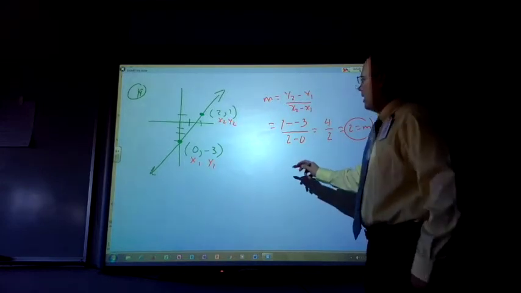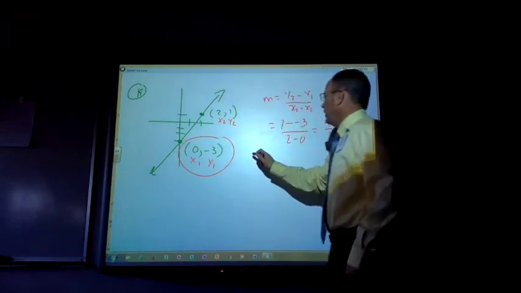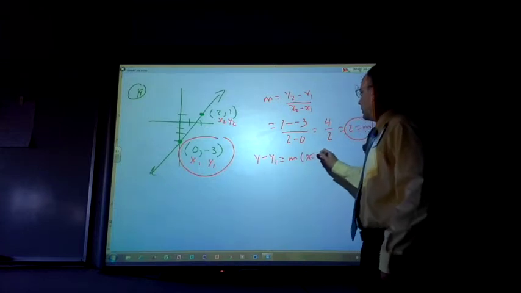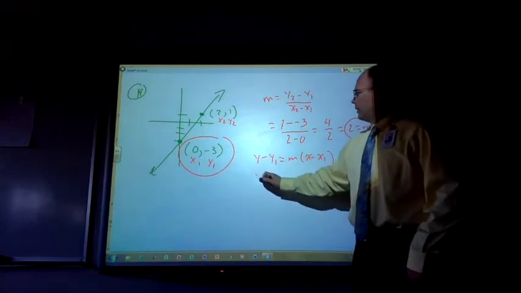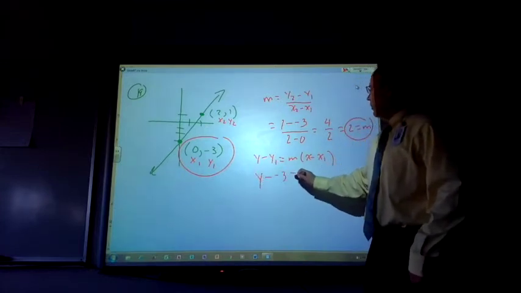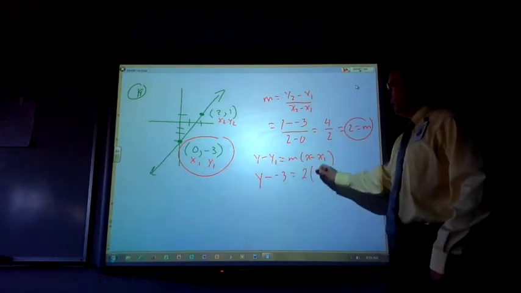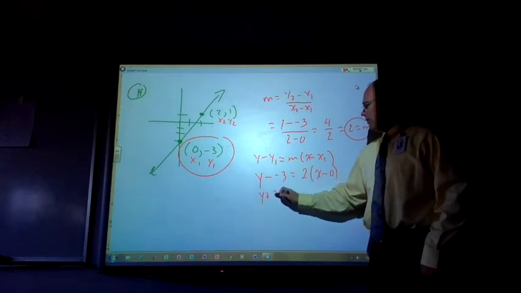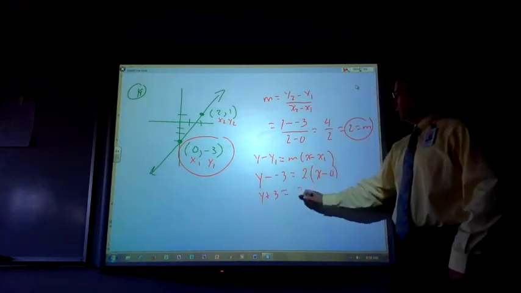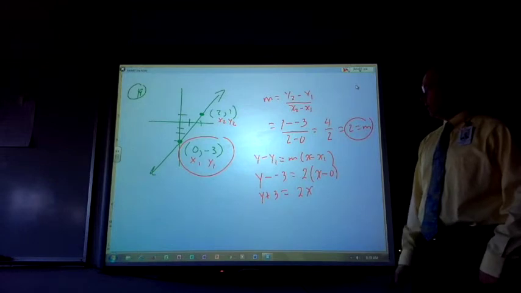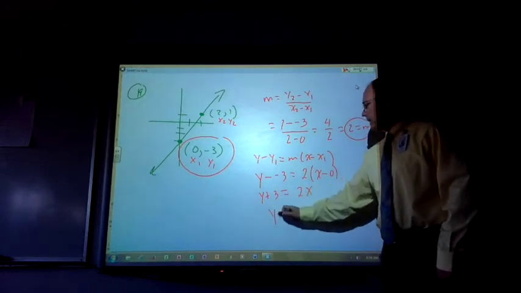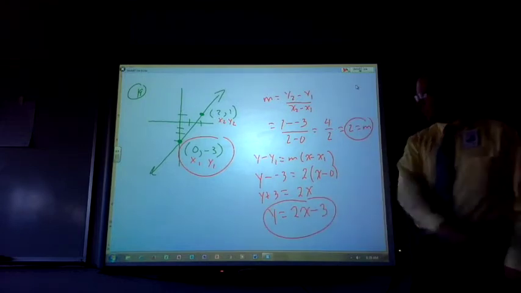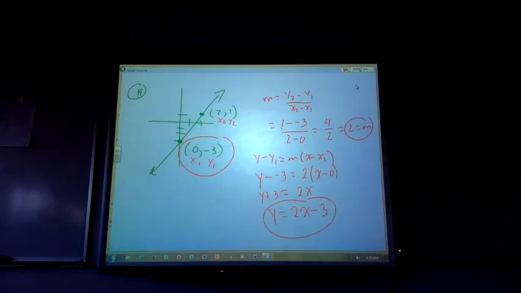And then I'm going to take my x1, y1 and plug it into my point-slope form. So you get y minus -3 equals m, which we just found to be 2, times x minus 0. So that's y plus 3 equals 2x, or 2x plus 0 if you want. Subtract 3 from both sides. There it is.